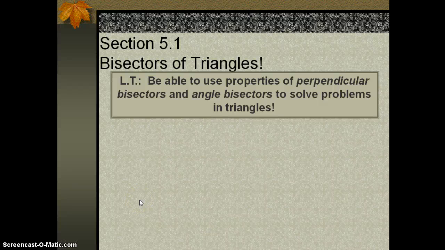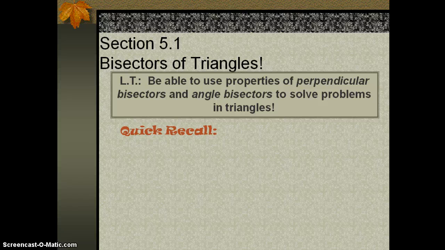Hi class, this is section 5.1, Bisectors of Triangles. The learning target for today is that we will be able to use properties of perpendicular bisectors and angle bisectors to solve problems in triangles.